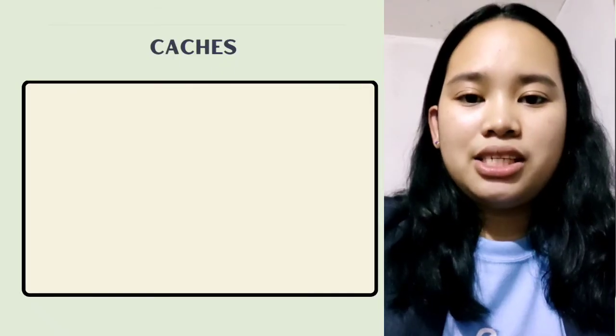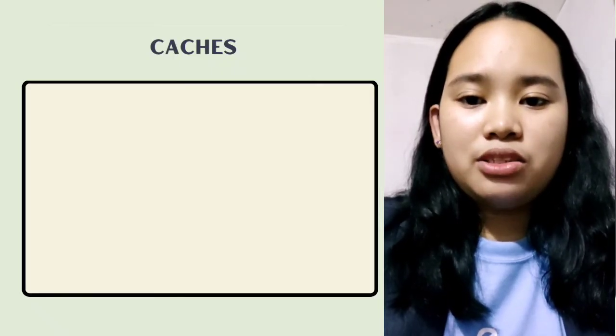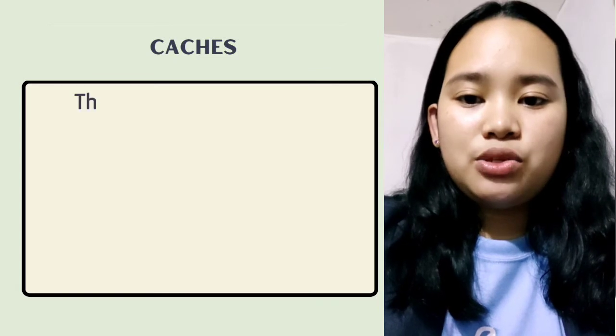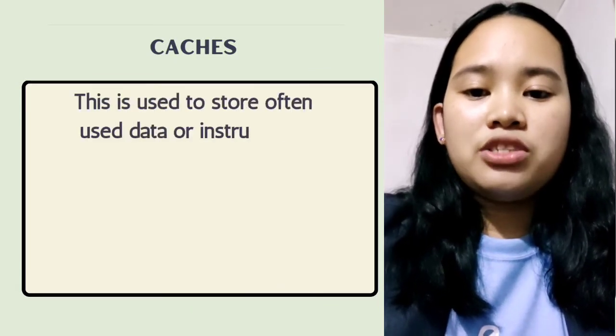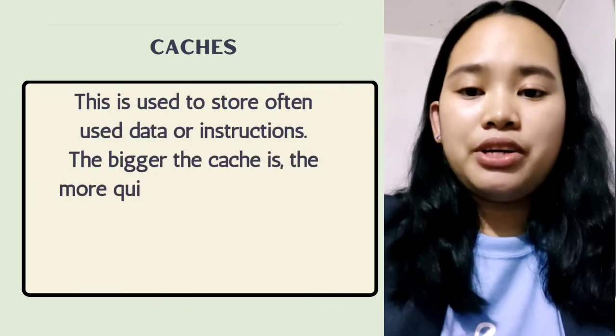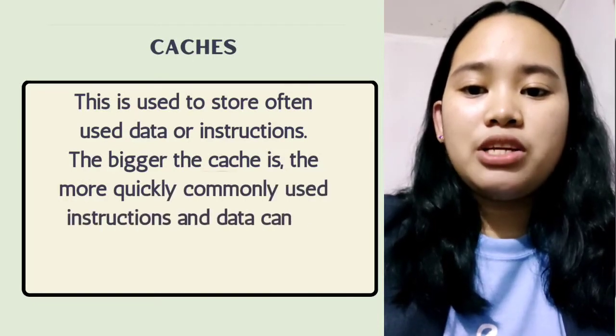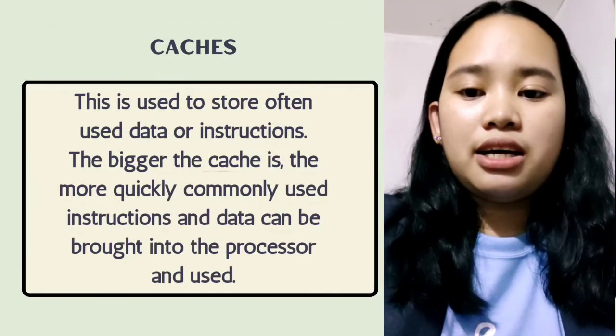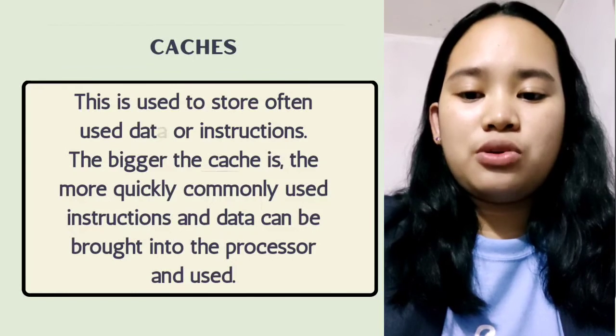Cache. This is a tiny block of memory built right into the processor. This is used to store often used data or instructions. The bigger the cache is, the more quickly commonly used instructions and data can be brought into the processor and used.